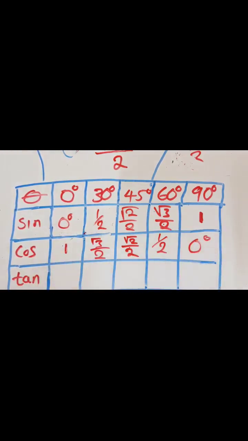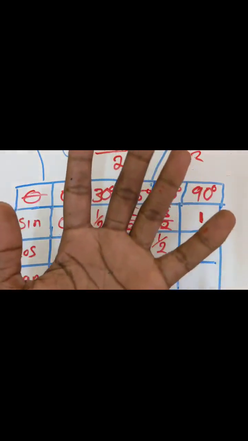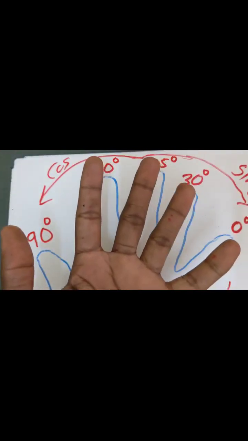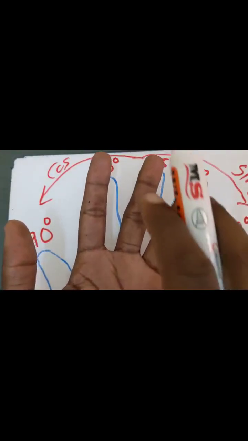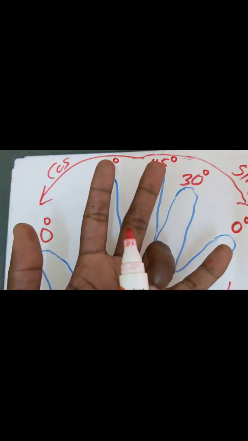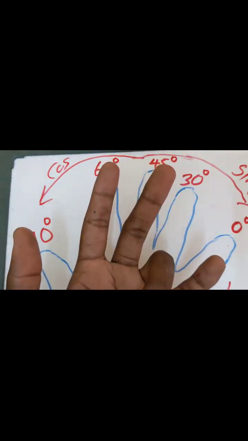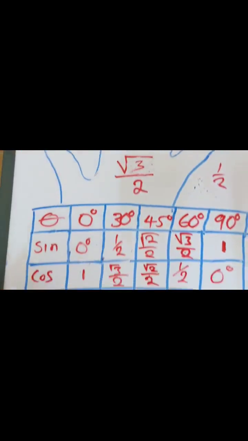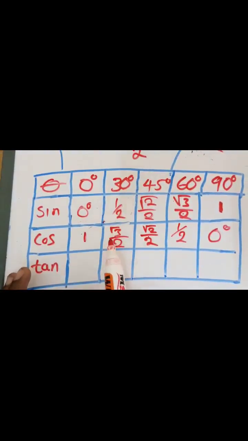But if you want to find cos, let's say, what is cos 30? Cos 30, we know that this is where 30 is. So we drop 3. Okay. How many fingers left going to the cos? 1, 2, 3. Okay, so root of 3 over 2. So let's see, cos 30 is root of 3 over 2, like that.